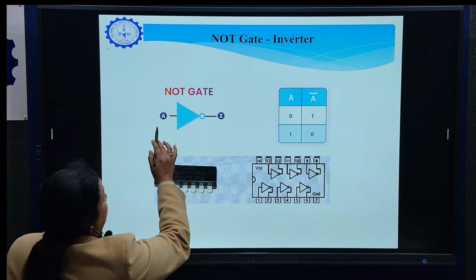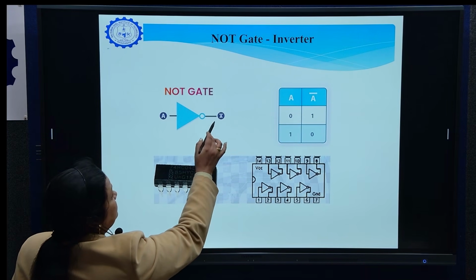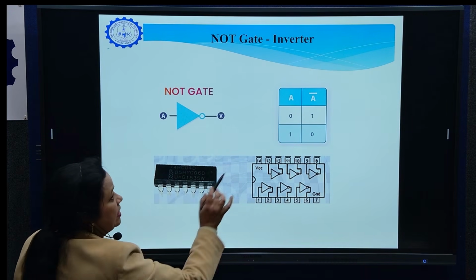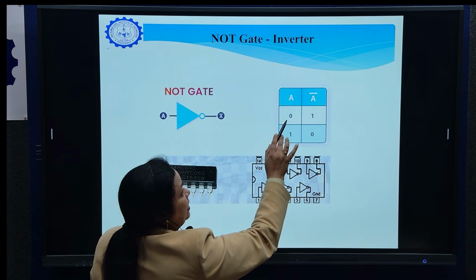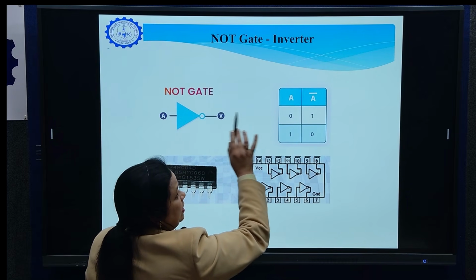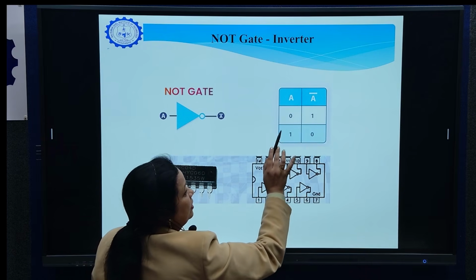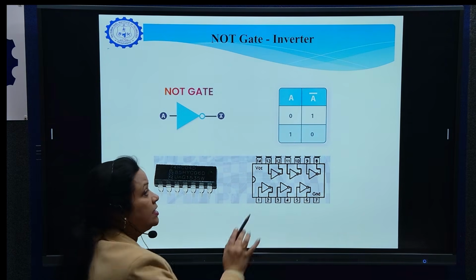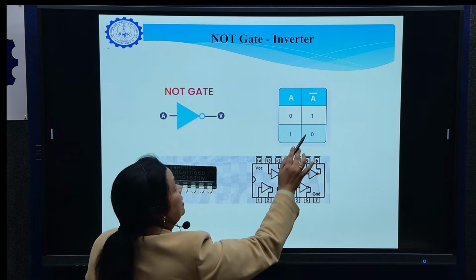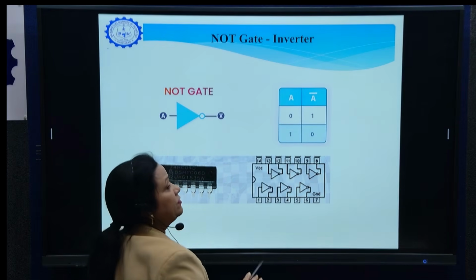When we give it A, it will process it and the output will be A bar. That means either A is 0 or A is 1. When 0 is given to this gate, it will give the output as 1. When 1 is given to this gate, it will give the output as 0. That means it is inverting the bits. Therefore, it is known as inverter gate.